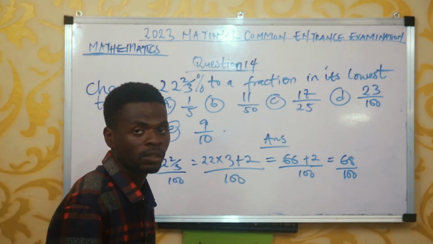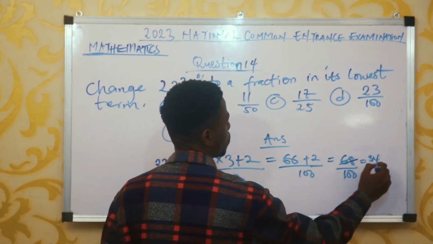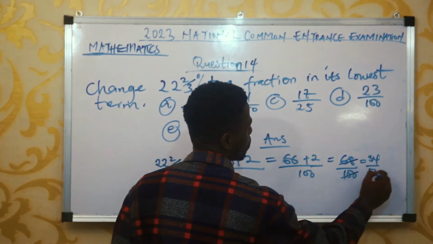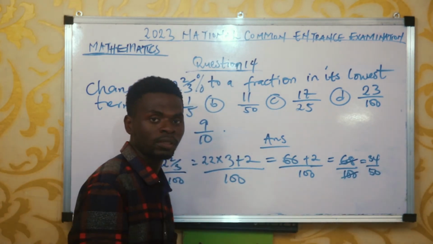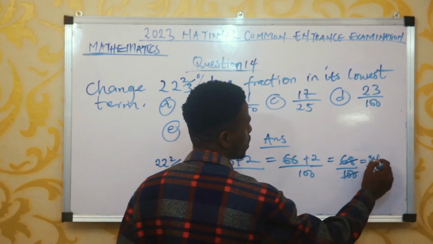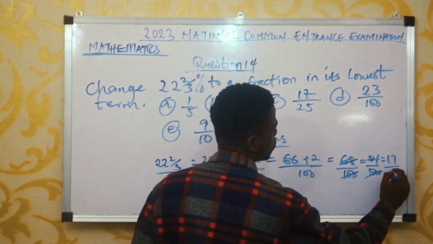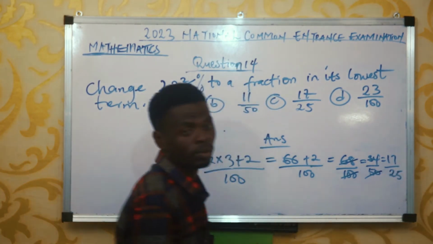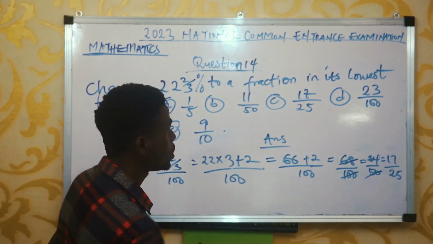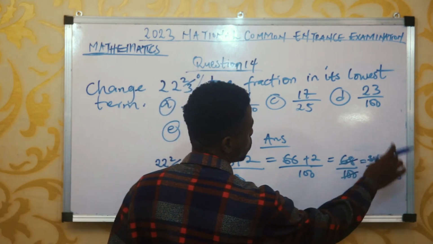Okay, so let us divide both sides by 2. 2 in 68 gives us 34, and 2 in 100 gives us 50. 2 can still divide both the numerator and the denominator. 2 in 34 gives us 17, and 2 in 50 gives us 25. So 17 and 25 is the lowest terms, because 2 cannot divide both again.